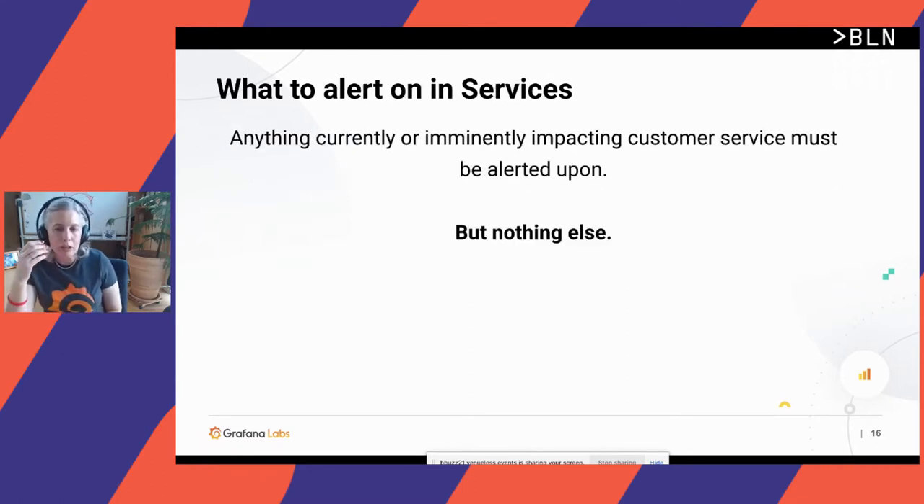So once you have a measure, then you also have to ask yourself what to alert on in your services. Well, this one's both complex and simple at the same time. The simple of it is you only alert on things that are impacting your customer service, that are either now impacting your customer service or will be very soon. Don't alert on anything else because you're going to wear people out and people will start ignoring your alerts.